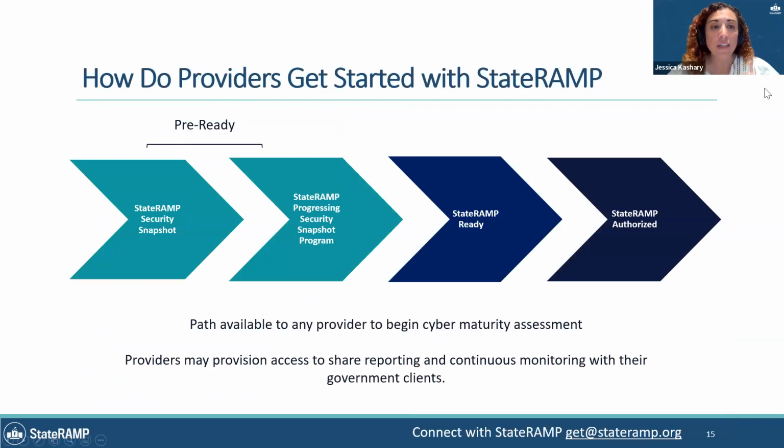So this is where we lead into the security snapshot and the progressing security snapshot program. What happened after we launched is we realized that State RAMP Ready and State RAMP Authorized are imperative and absolutely necessary, and we need our providers to get there. But it takes a while, because these are in-depth assessments. They have to go through the 3PAO audit process, and then they have to run through the PMO. It is a lengthy process, so obviously government can't stop business to wait on that. Also, from the perspective of procurement, we want to make sure that we're not limiting business and limiting competition. So how do we do that? This is where we came up with this pre-ready assessment: our State RAMP Security Snapshot and our State RAMP Progressing Security Snapshot program.